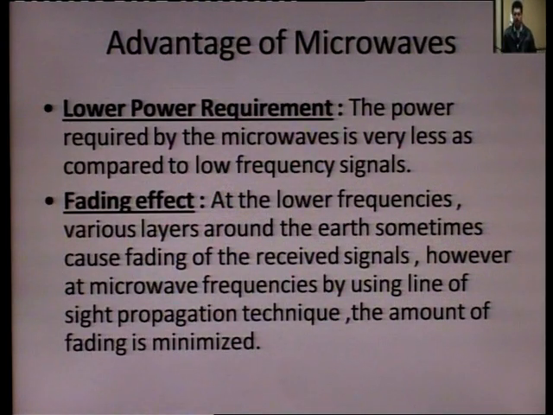Sometimes the reflected wave, direct wave and ground reflected wave come at different phases. So, sometimes the amplitude increases, sometimes the amplitude decreases, but in case of microwave the signal travels in a straight line from transmitter to receiver. So, the amount of fading is minimum in case of microwave. This fading effect is very prominent at low frequency, but in case of microwave the fading is minimized.